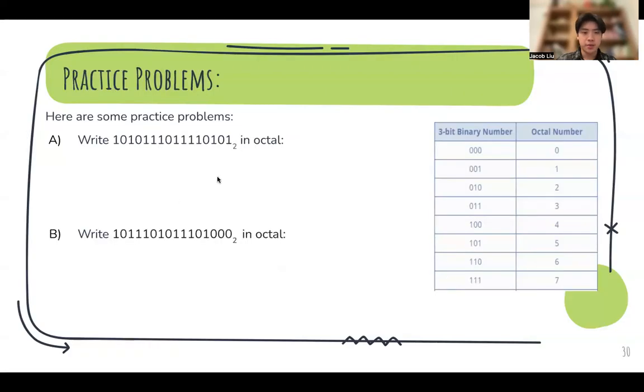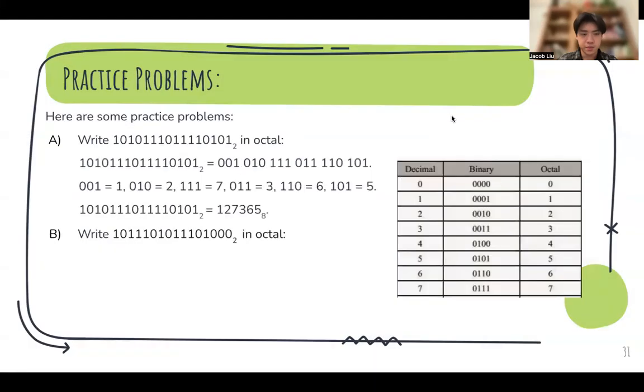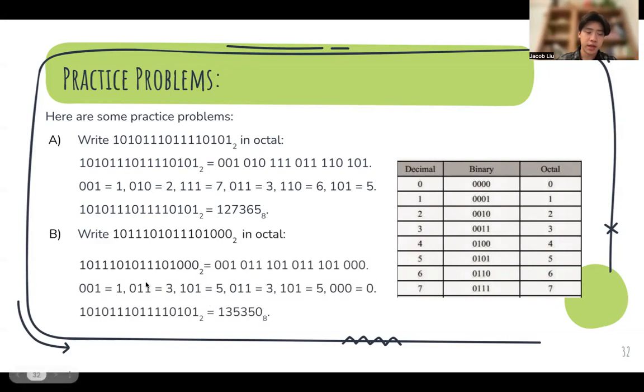Try these practice problems and pause the video to work on them, and I'll show the work if you finish or get stuck. Okay, now I'll show the work and the answers. For this first one, you group it into groups of 3, starting from the right and going left. Then convert each group of 3 into an octal number, and then smush the digits together. Same thing for the next one: groups of 3, convert each group of 3 into an octal digit, and then just smush the digits together.